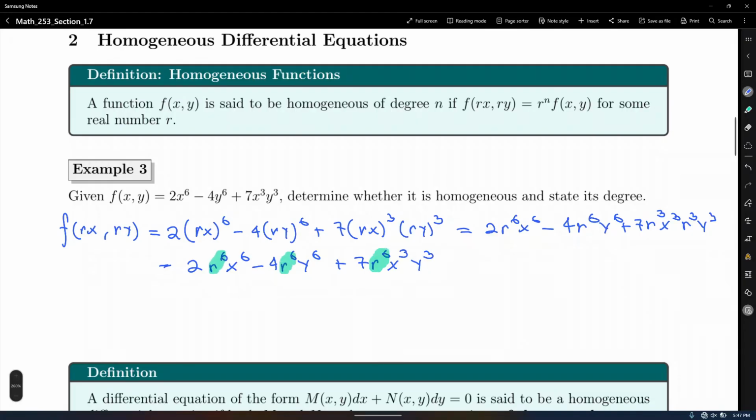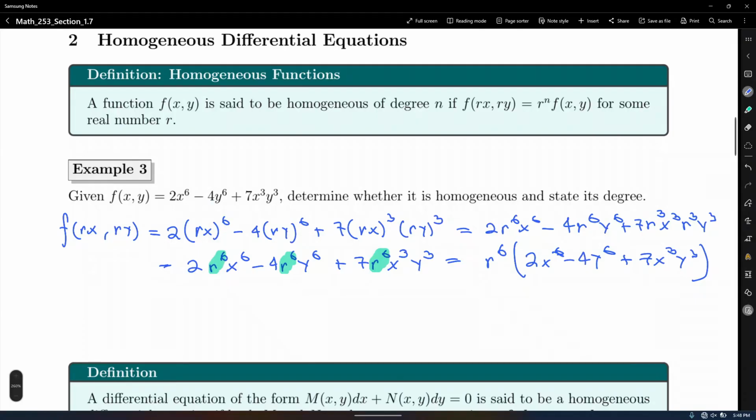One thing to notice here: do you see the r to the 6 as a common factor? Factor it out. That's r to the 6 times 2x to the 6 minus 4y to the 6 plus 7x cubed y cubed. All right? Well, in this case, does the quantity inside the parentheses look exactly equal to the original function?